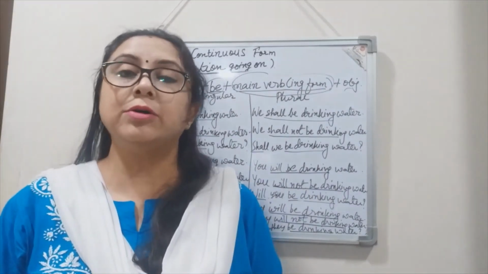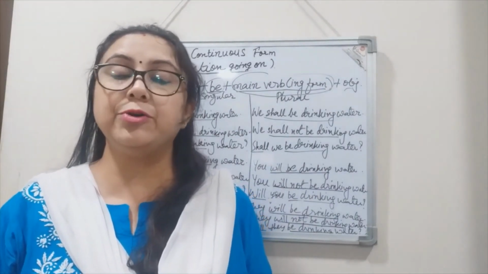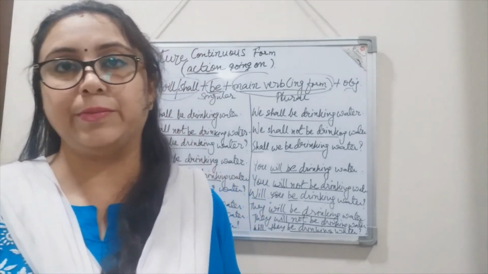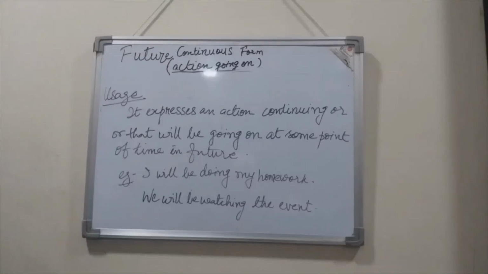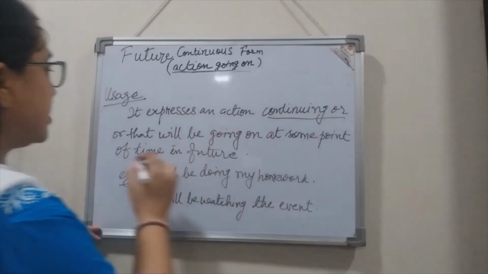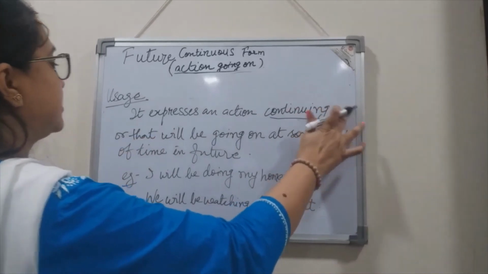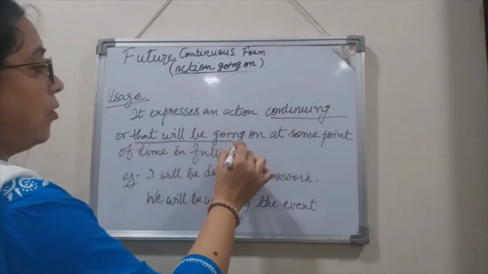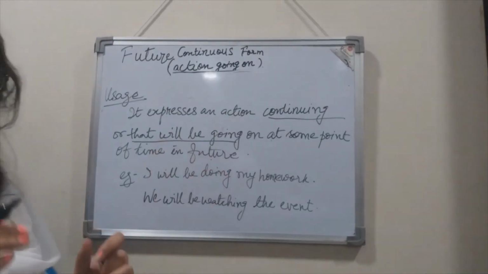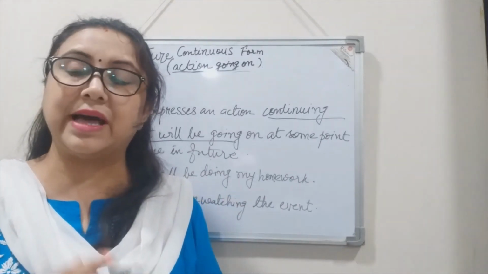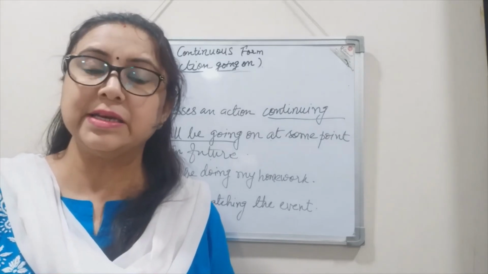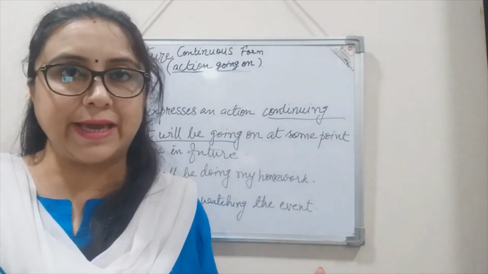Now proceeding on to the usage, that is where do we use the future continuous tense form. So this tense form is used to express an action continuing or that will be going on at some point of time in future. That is the action continuing, the action going on at some point of time in future time, right? That is talking about the time which is yet to come.